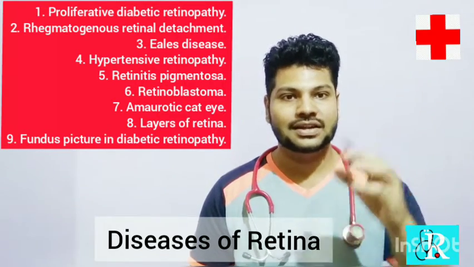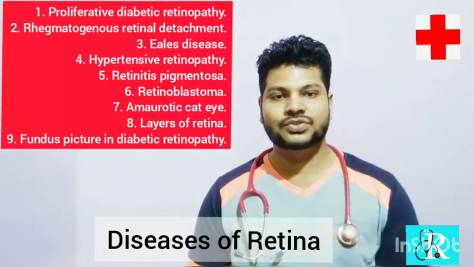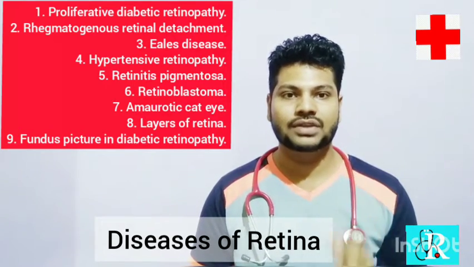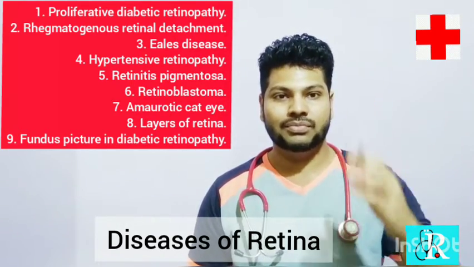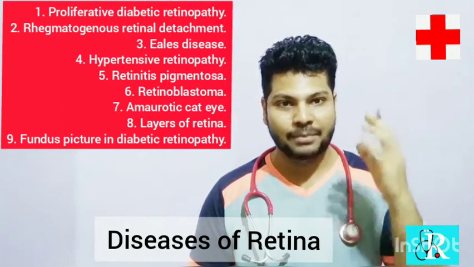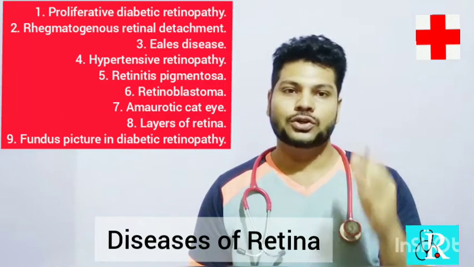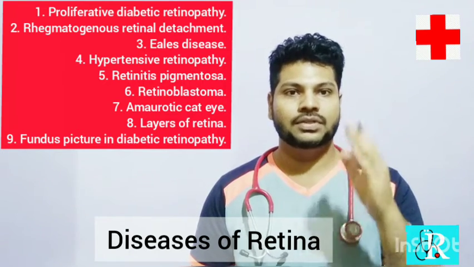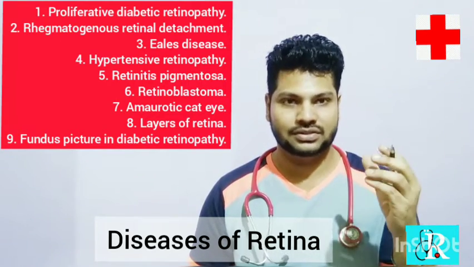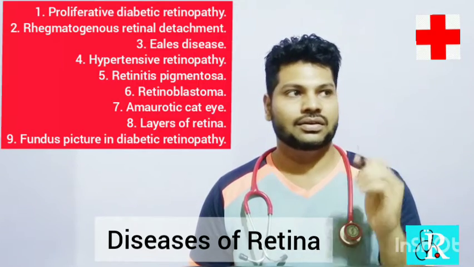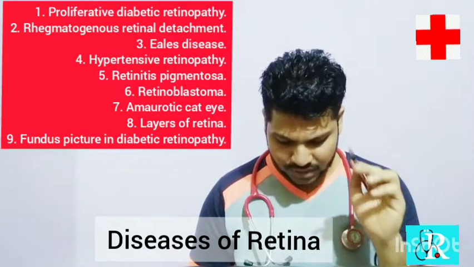So how do we treat it? There is laser treatment. There is a direct laser treatment which we use to stop the proliferation in diabetic retinopathy. When many new blood vessels have already proliferated within the retina, the ophthalmologists use lasers to stop the budding of the new blood vessels. This is the direct treatment for proliferative diabetic retinopathy.